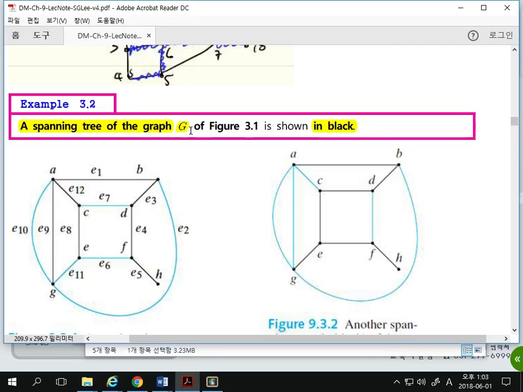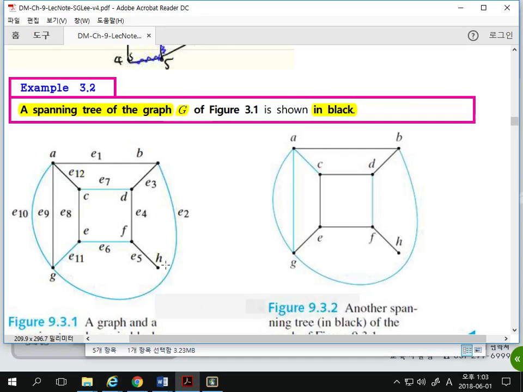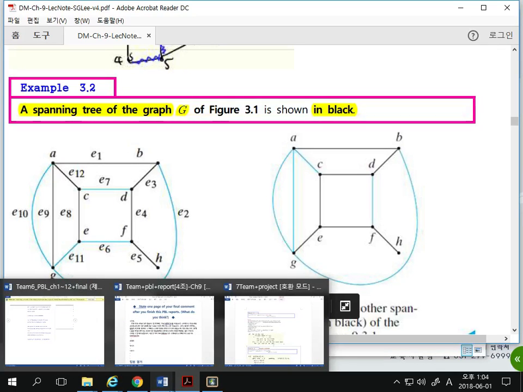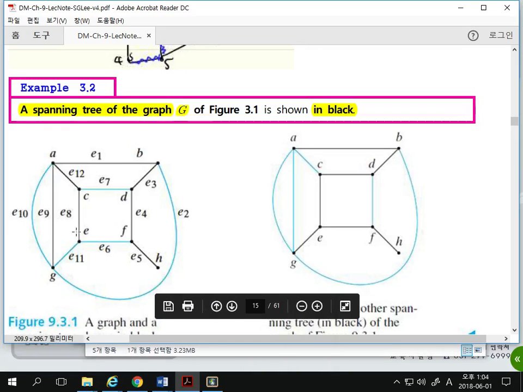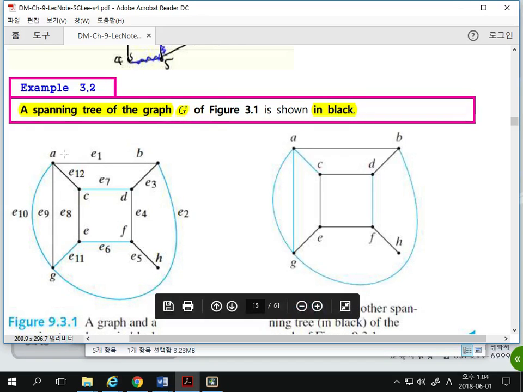A spanning tree of the graph G of figure 33.1 is shown in black. So in this graph, the black edges are here, here, here, here, here, here, here. This includes all the vertices, which are connected. So this is called the spanning tree. Spanning tree means generating, so if we have this black subgraph of G, then we can get the original graph by just adding some edges to it, isn't it?